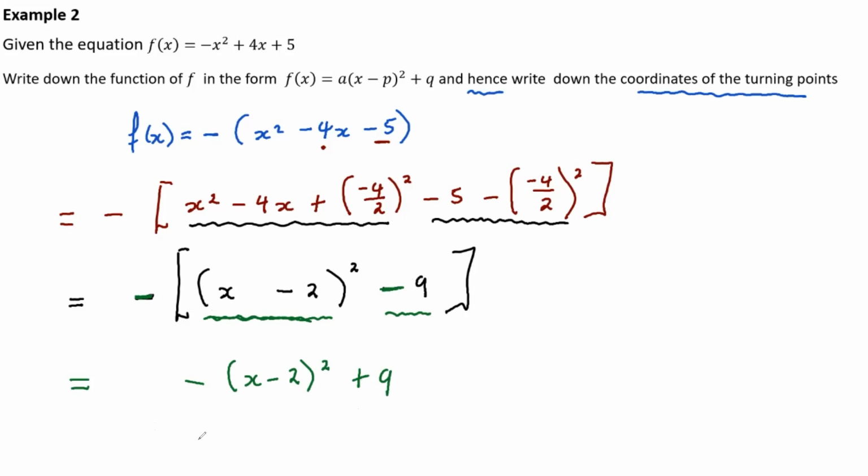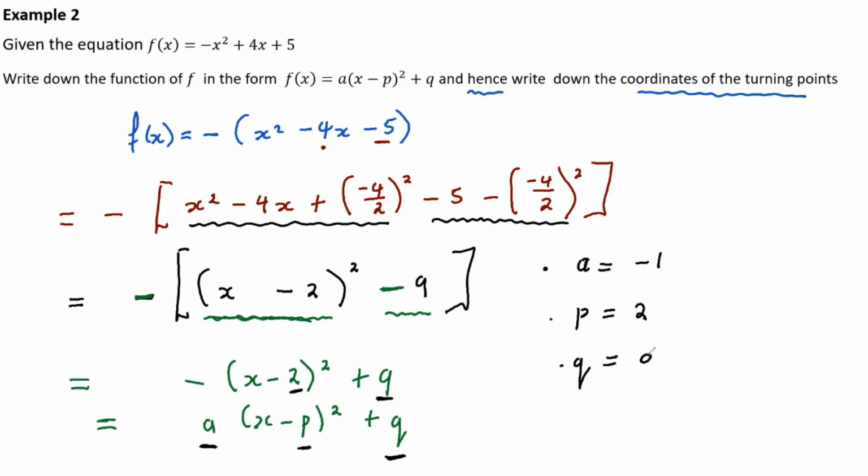And at the end of the day, when you're now saying what are the turning points, you're comparing to the turning point format like this. So I'm going to pick up who is who. First things first, my A in this case will be -1. Perfect. Then my P in this case would be a +2. And finally, my Q will be the +9. So I've just picked out my A, my P, and my Q.